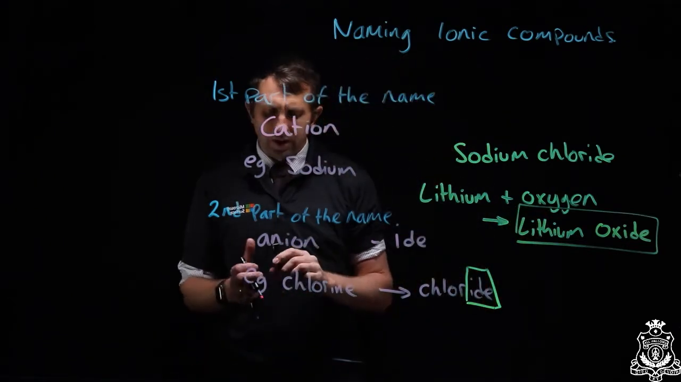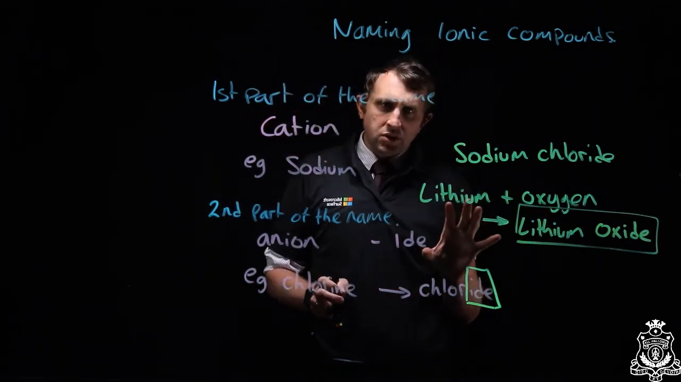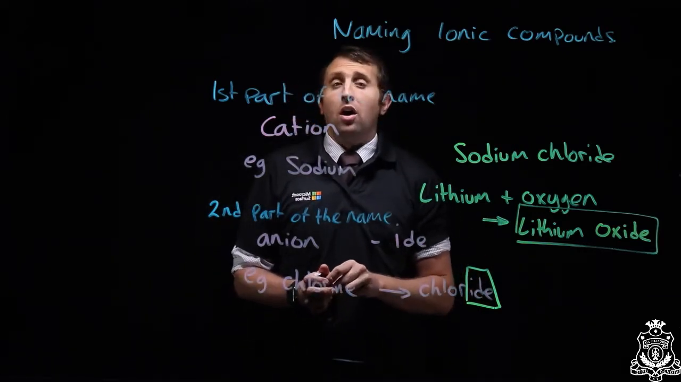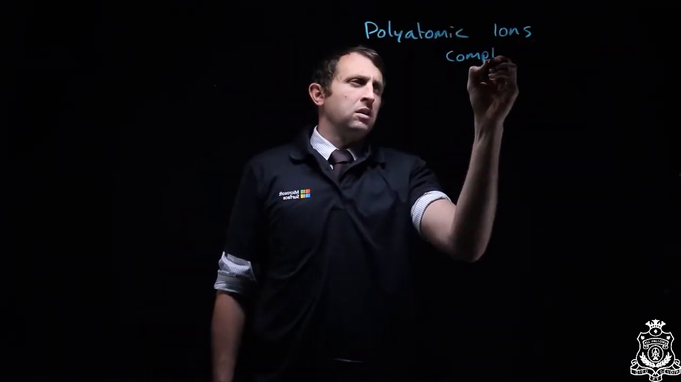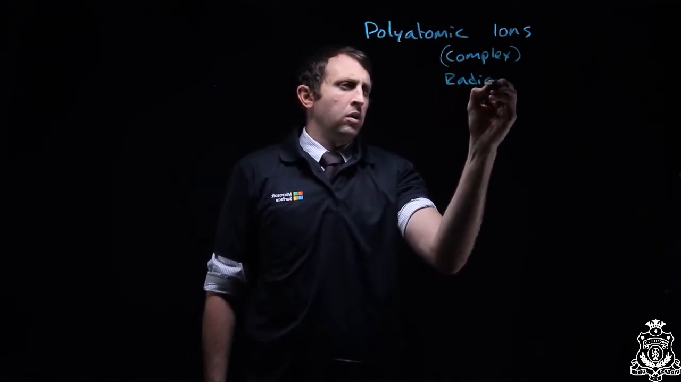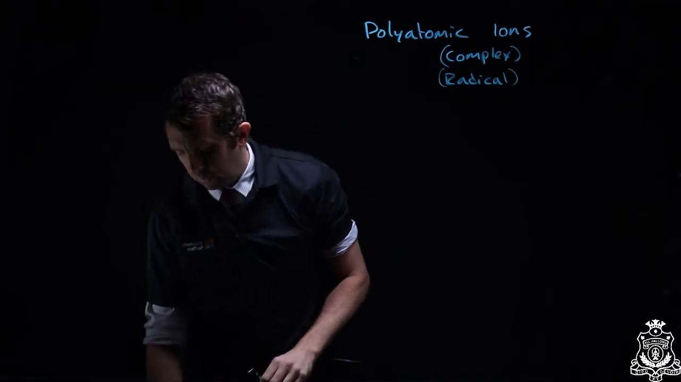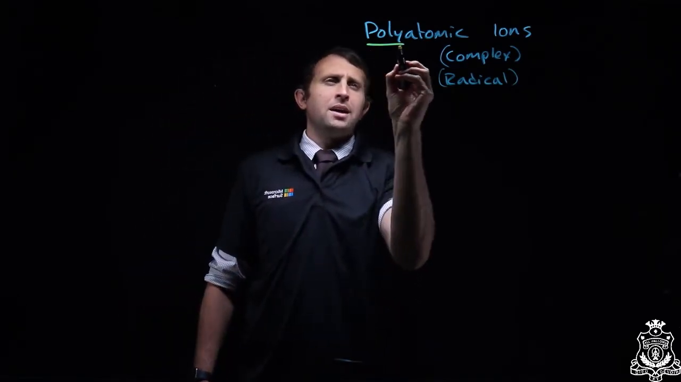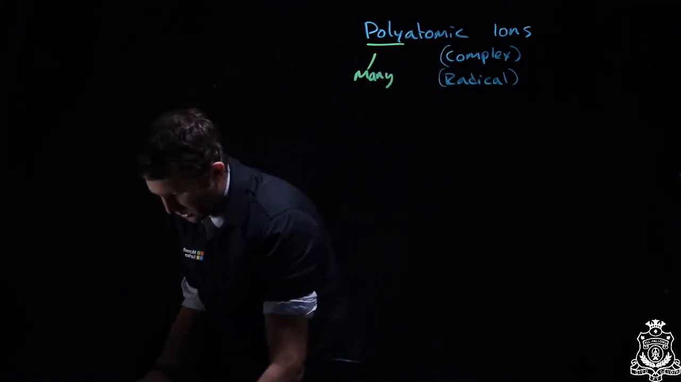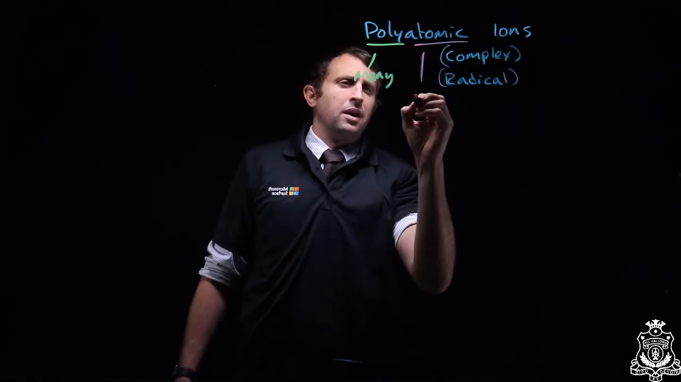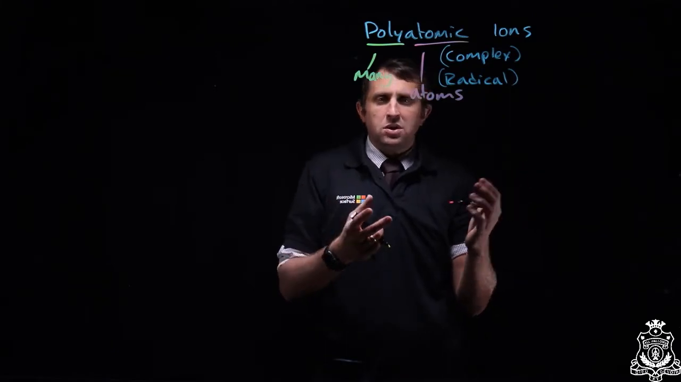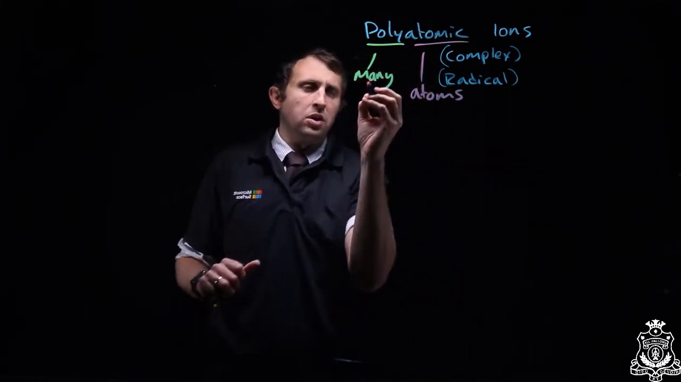So that's naming compounds. A couple of exceptions to this IDE rule are when we use these things called polyatomic ions, or radicals, but we're going to call them polyatomic. Polyatomic means many atoms. So polyatomic ions are groups of atoms that are positively or negatively charged.